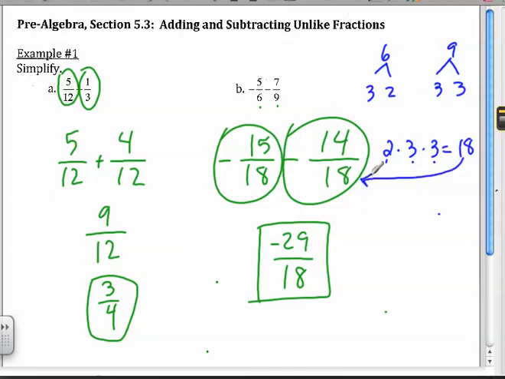But since it's a smaller number, you can just look at it and go, oh, it's 18. That's easy. Piece of cake. All right? Great job, guys. See you at example number 2.